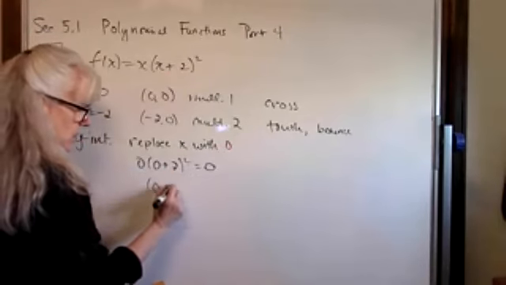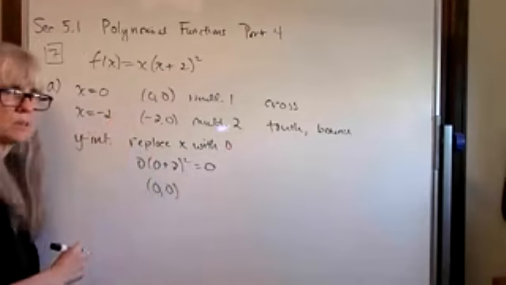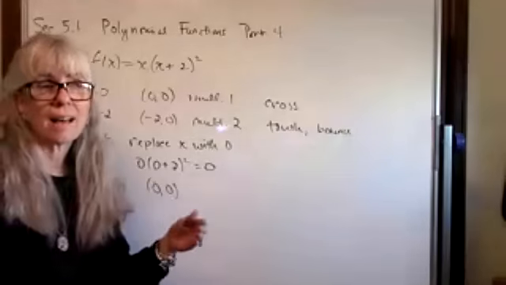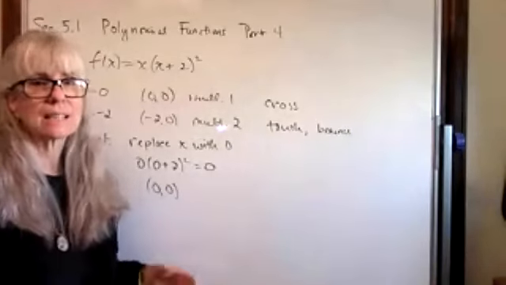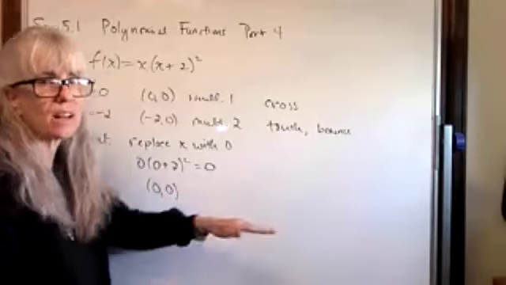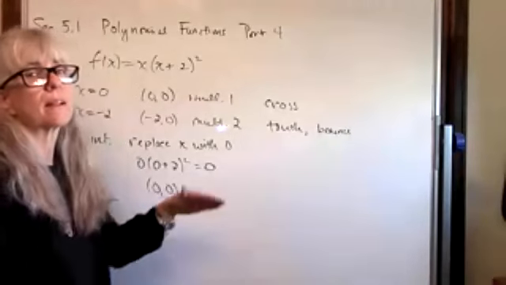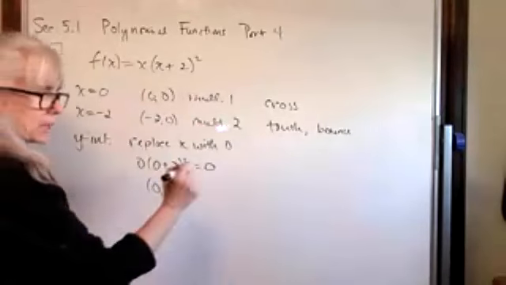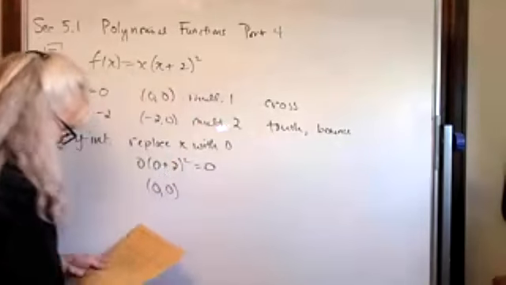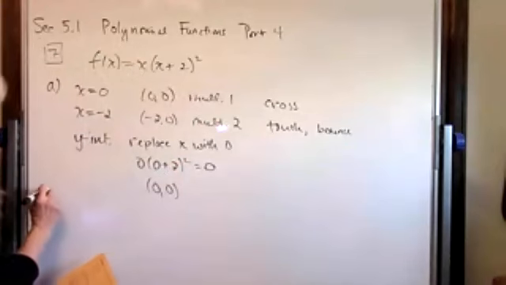Why did I already know that? Because I already know that the x-intercept is at the origin. So if you're going to cross the x-axis at the origin, you also cross the y-axis at the origin. Now, it doesn't have a multiplicity. Okay, the y-intercept does not have a multiplicity. That is only the x-intercepts. We can't bounce at a y-intercept. So then it goes on to talk about the end behavior.